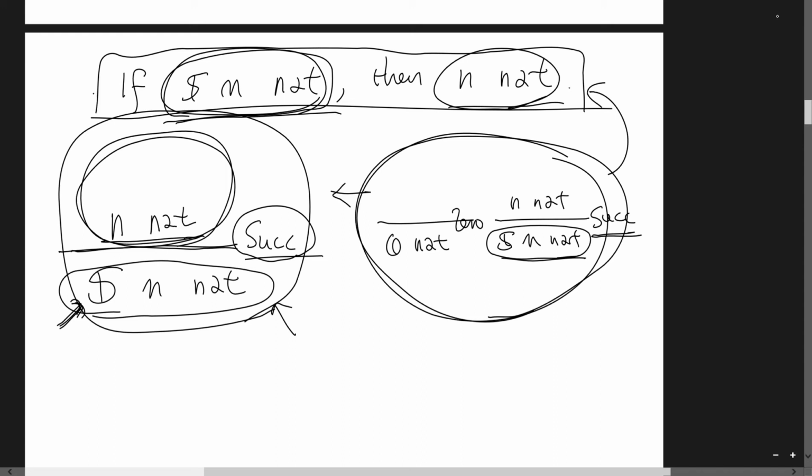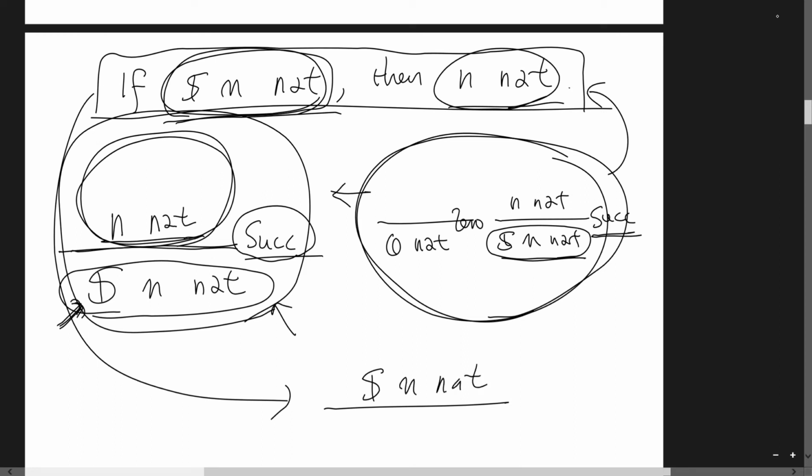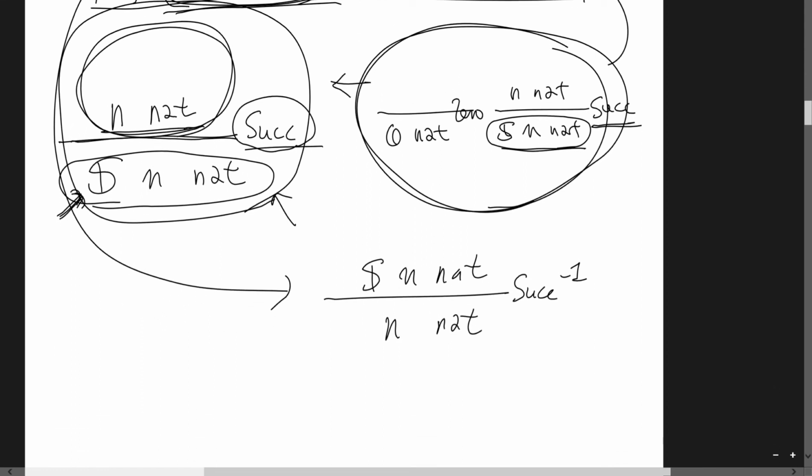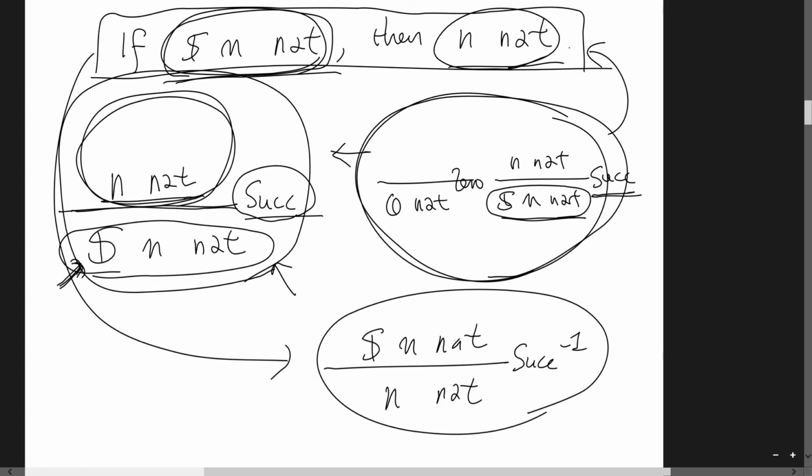Now let's turn this thing into an inference rule. This thing means successor AND-NAT leads to AND-NAT. So let's call it the successor inverse rule. So this rule makes sense. Here's our proof. So this rule makes sense, so it is admissible.